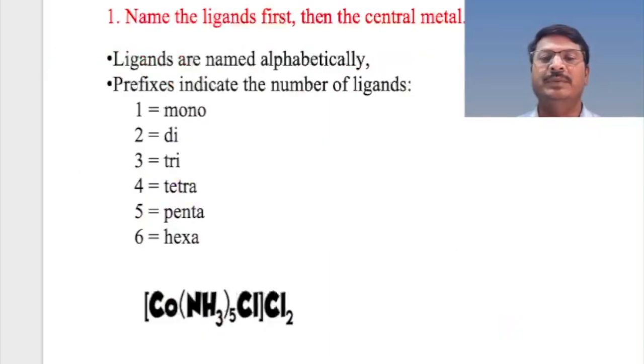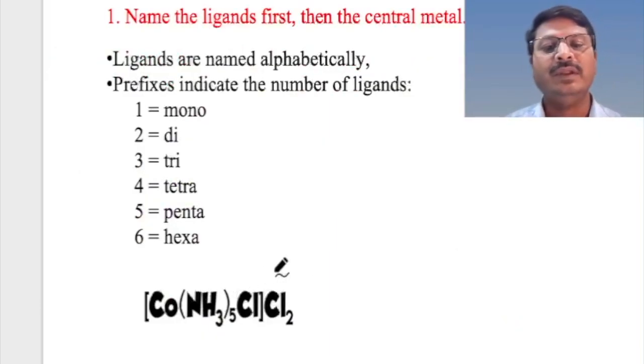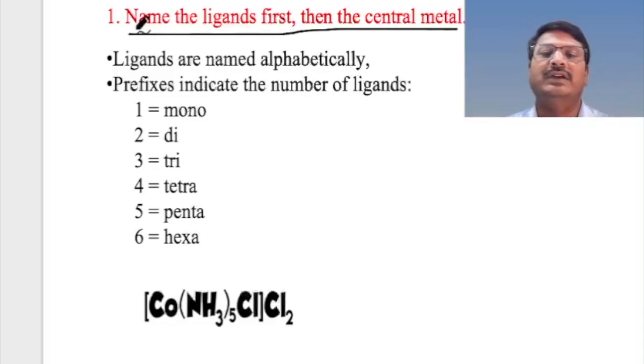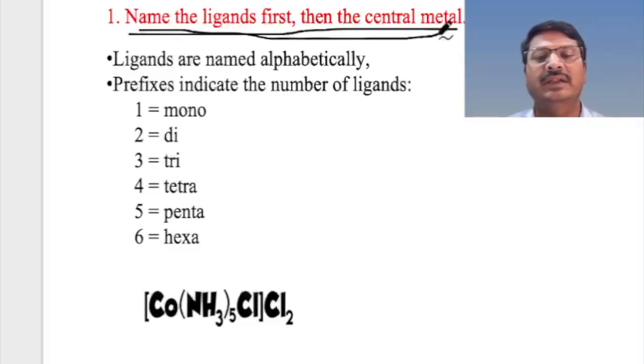Now come to the basic concepts in the nomenclature of coordination compounds. First, you have to identify the central metal and the ligands. For example, in this example, cobalt is the central metal, and the ligands are ammonia and chlorine. The 5 ammonia molecules and this 1 chlorine are the ligands. First you have to identify the central metal ion and the ligands. And when you are going to name, first you have to write the ligands.